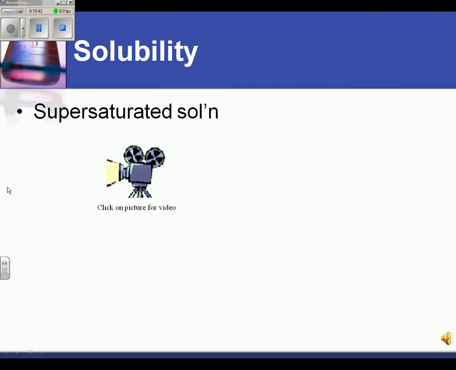A supersaturated solution is one that holds more solute than it should at a particular temperature. And so we do that kind of by tricking the solution. We heat it up and dissolve more.